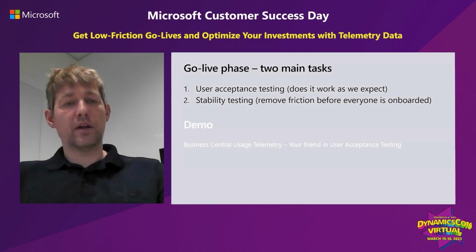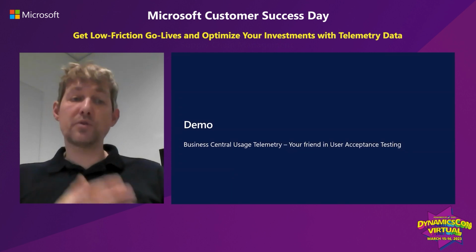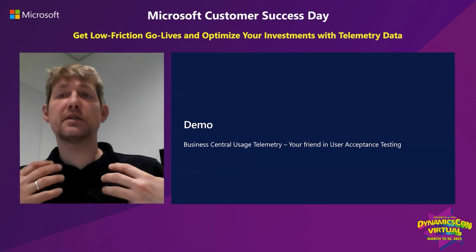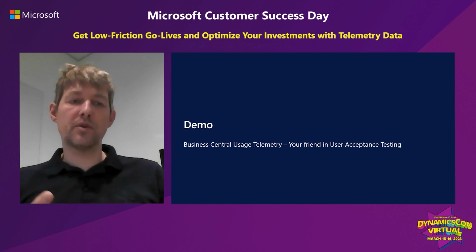So let's see how this usage report and error usage report can be used as a way to actually see if people do user acceptance testing. What do they test?